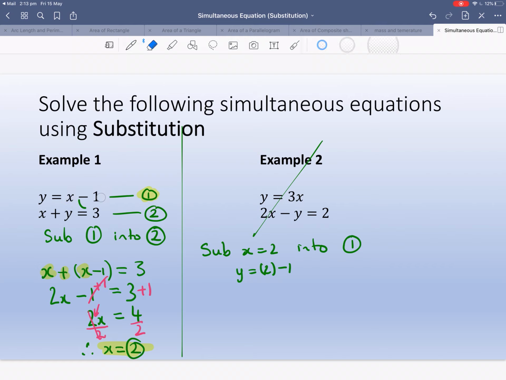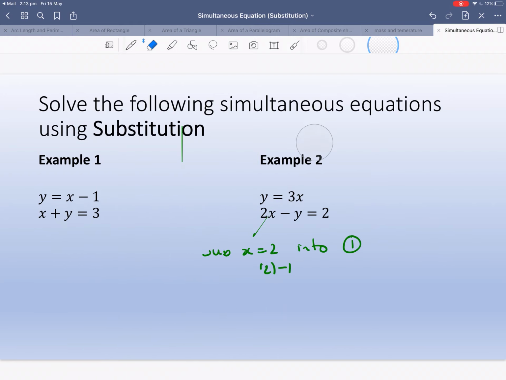Okay, I'm going to just rub that out. So y, what's 2 minus 1? It's just 1. So therefore, x equals 2 and y equals 1. And I can write that as a coordinate, 2, 1, if I wanted to. Because remember we saw in the last lesson that it's just a point of intersection. Can you please pause this so you can watch the rest of it, because I'm going to use this space now to do example number 2.